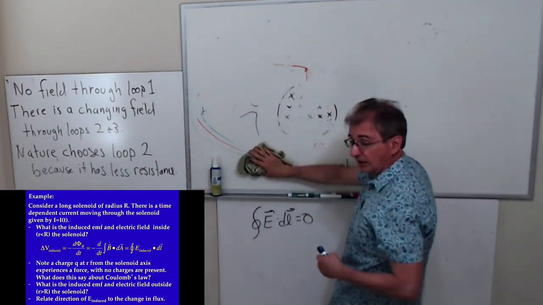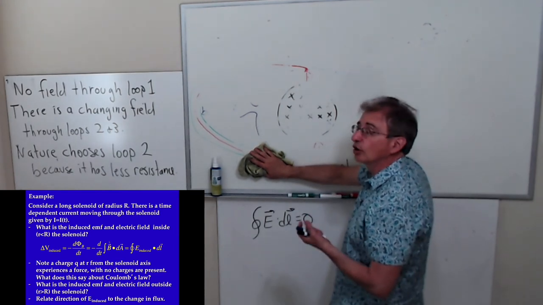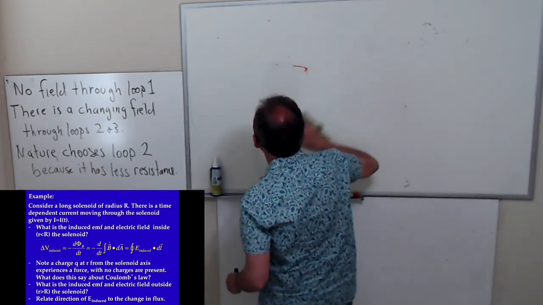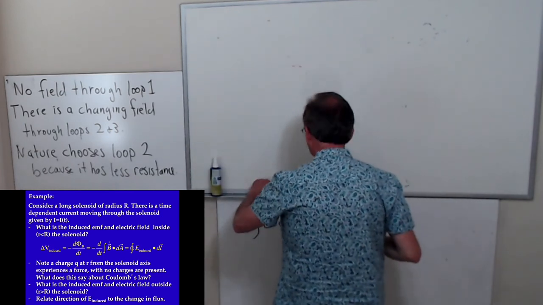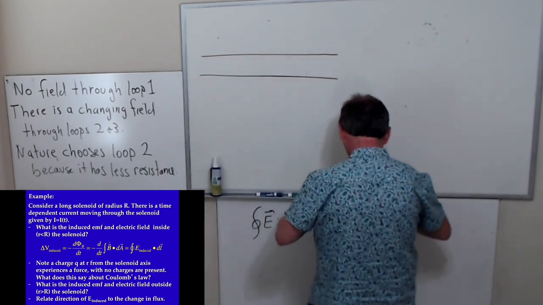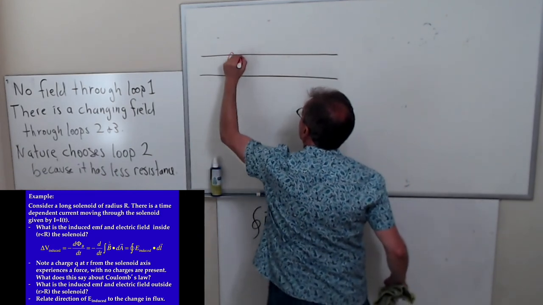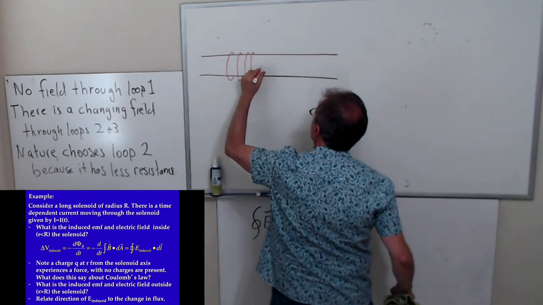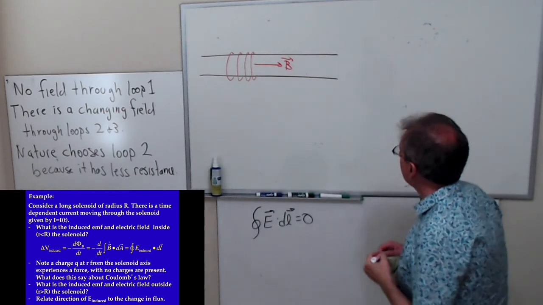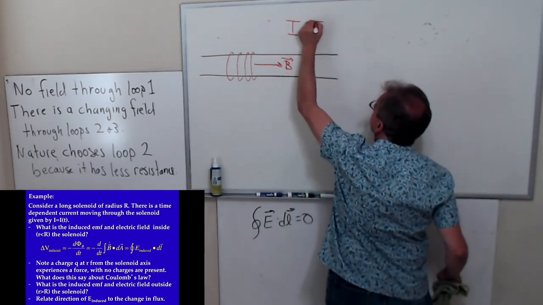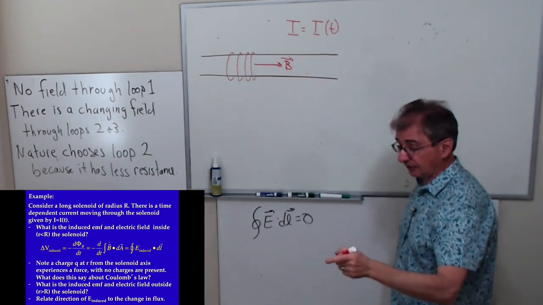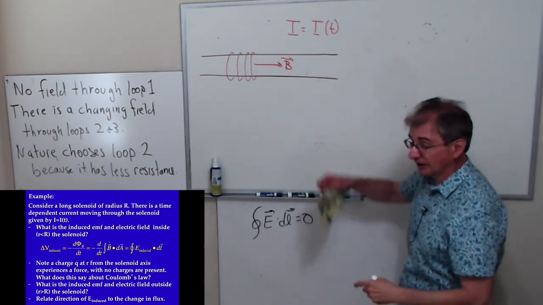And we have a time-dependent current going through the solenoid. Let me erase here. Let me draw my solenoid. Okay, let's say the magnetic field's this way. And let's say I is some function of time, meaning that the current's not constant, the magnetic field's not constant, and so the flux through any loop through here is not constant.